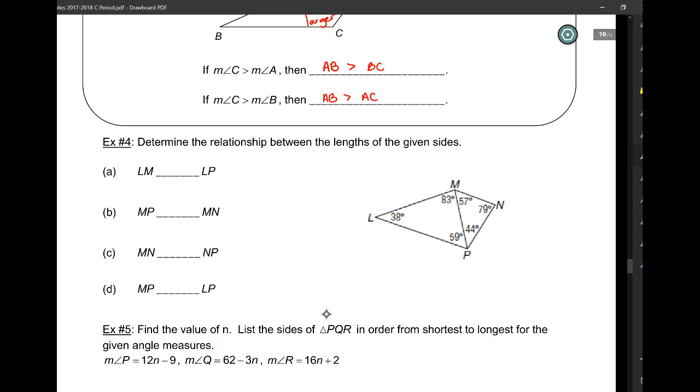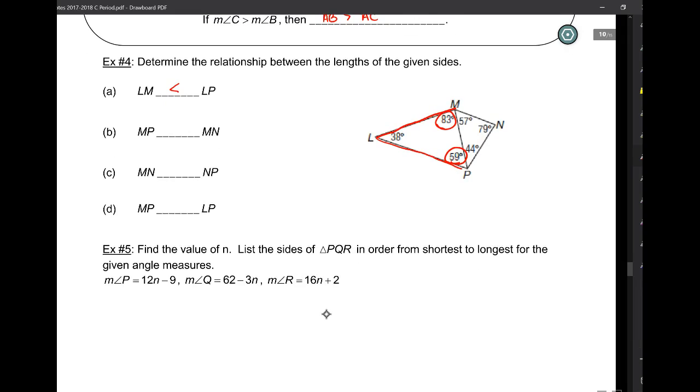So if we're looking at LM, I'm really looking at the angle, right, 59 degrees there. And then LP is opposite 83. So which one has to be bigger? LP is bigger. All right, take another minute. Let's see if you can come up with the rest. And then MP will be the biggest.